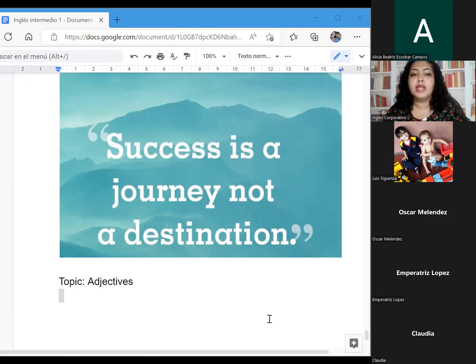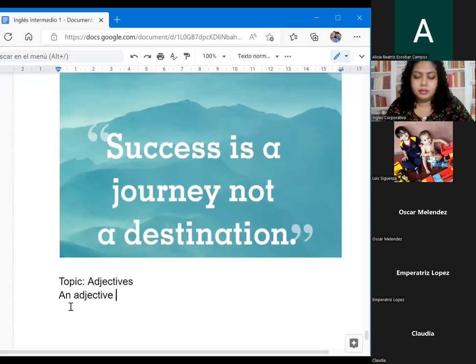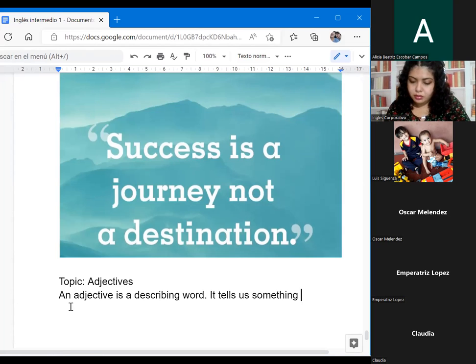For example, if we are talking about a person, we may say something physical. We want to tell other people some characteristic, and the adjective helps us to give more information about the noun that we are using or the people that we are describing. So, the general information is that an adjective is a describing word. So this is the general information, very short.